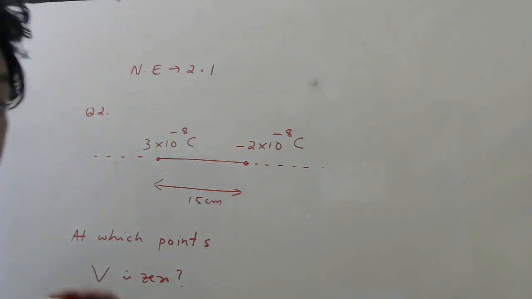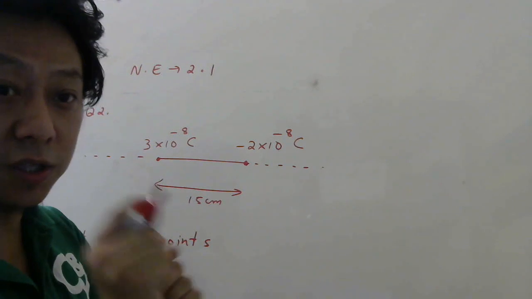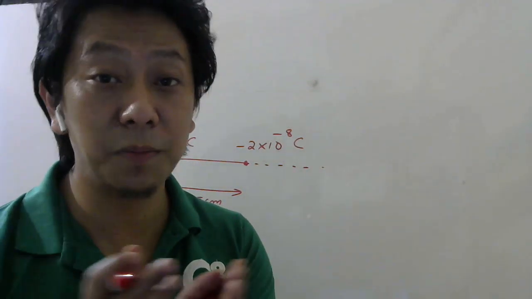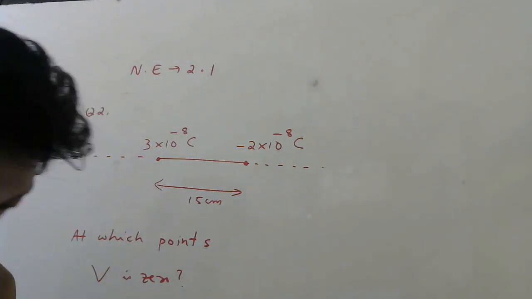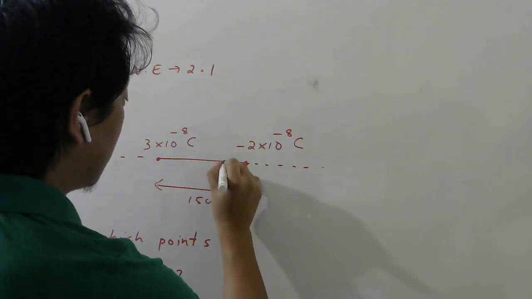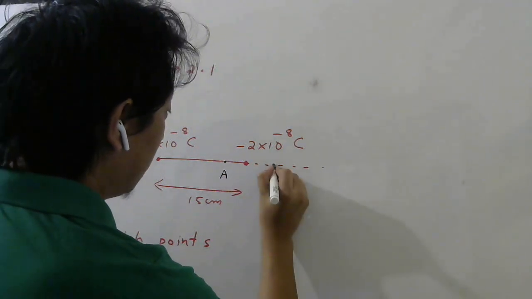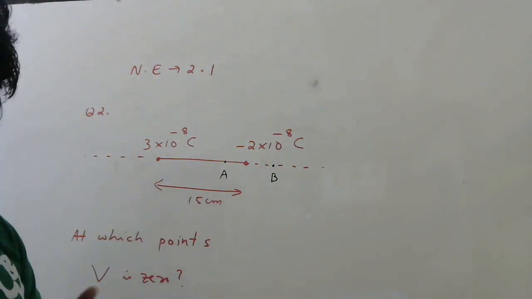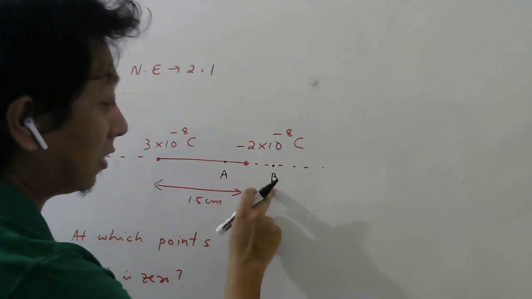Now potential is not a vector quantity, so you should not show direction for potential. You should just calculate the potential due to each charge and then do algebraic addition. So let us check where potential will be zero. Again, potential will be zero near the weaker charge all the time. So it can be zero here or it can be zero here also. So there will be 2 points where potential can be zero.